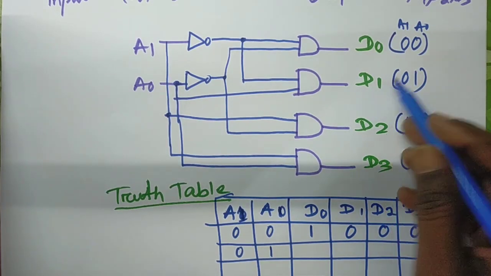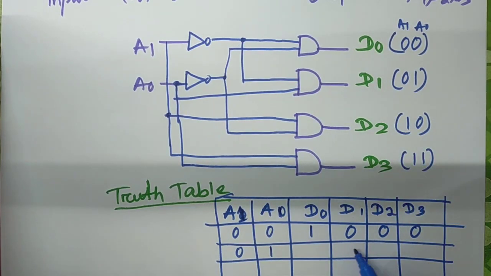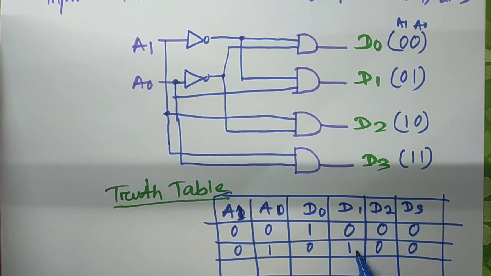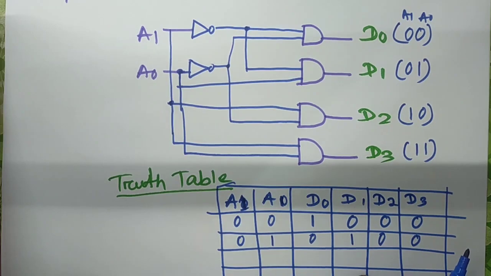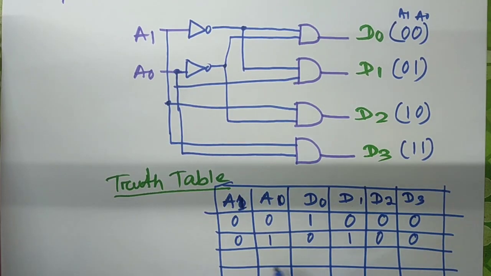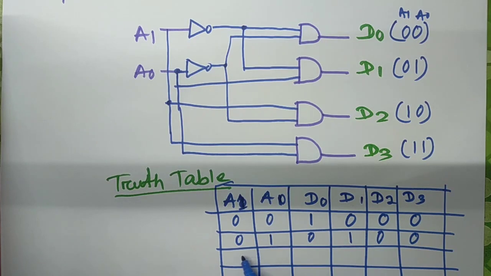D1 we can get, or D1 will be activated. So D1 will be 1, other part will be 0. Very simple. Next, similarly, we can take this one: A1 is 1, A0 will be 0. A0 will be 0, A1 will be 1.